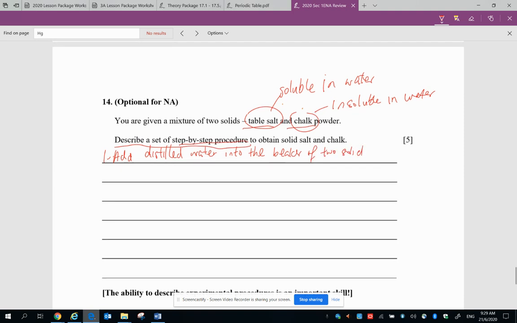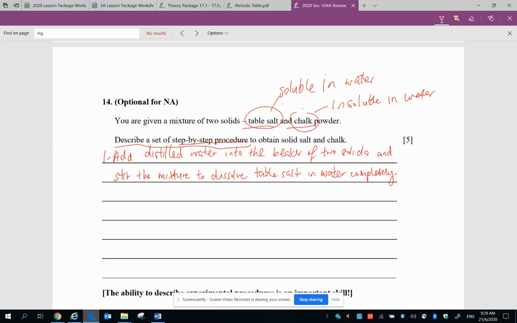And stir. You stir the mixture to dissolve the table salt. Dissolve the table salt in water completely. So make sure that the table salt is all completely dissolved first.